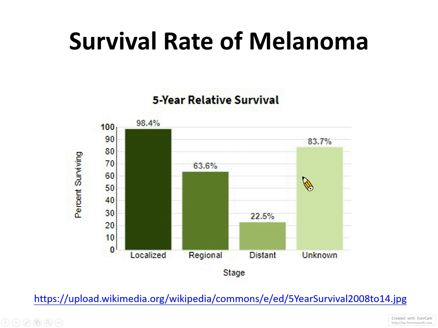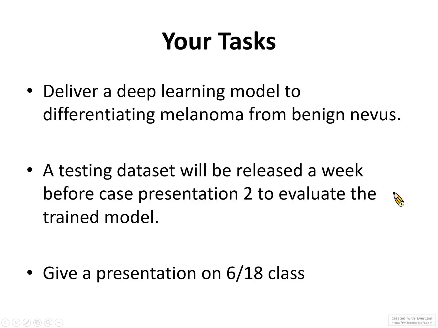And there is very clear data showing that if we can remove the melanoma when it is in a localized form, then the survival rate is very high. It's up to 98.4%. But if it becomes a more regional and even distant form, then the survival rate drops very significantly. So that is the profile of melanoma you should know.